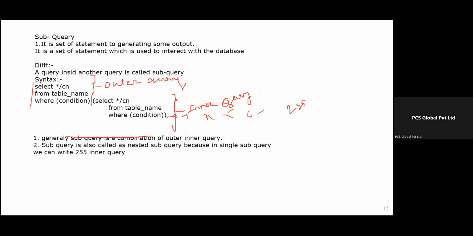Sir, is 255 a limitation of the subquery? Yes, this is the exact number, sir. With the one outer query and 255 inner queries, the total is 256, right? Okay, sir. It's an exact number. Understood. Thank you.